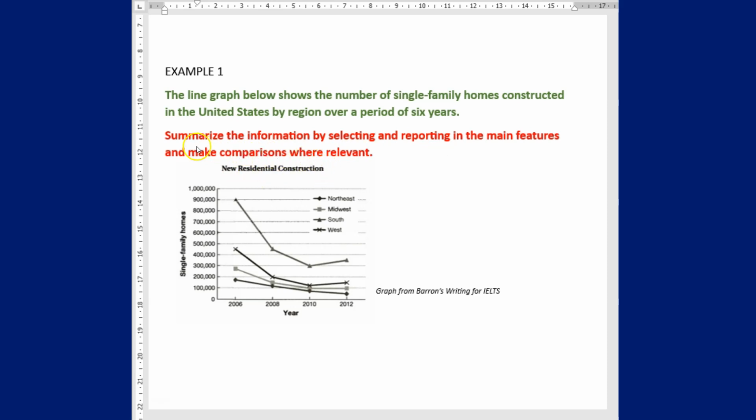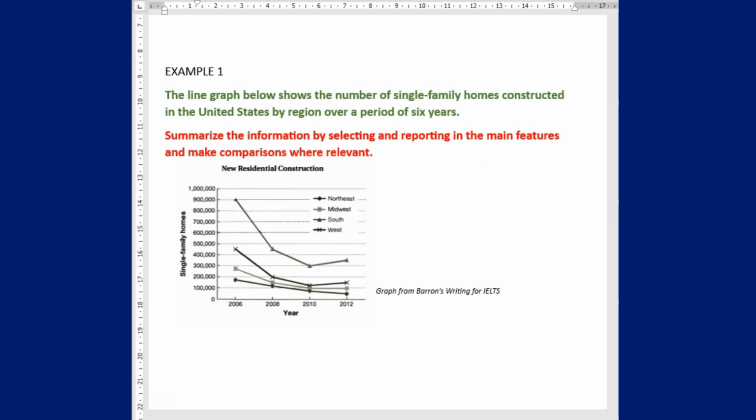We have been told to do several things: summarize, select and report, make comparisons. So these are a set of instructions given to you by the examiner that you should be able to meet. This is what you always see in the second line. The first line is about the information that should be in the graph, and the second one is the instruction given to you by the examiner that you should execute.